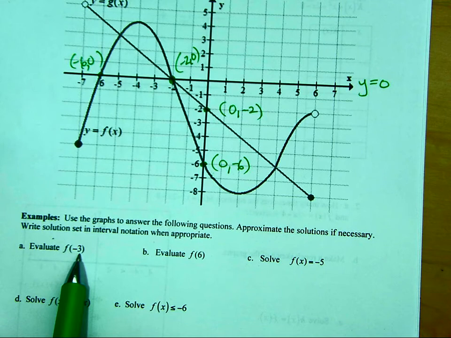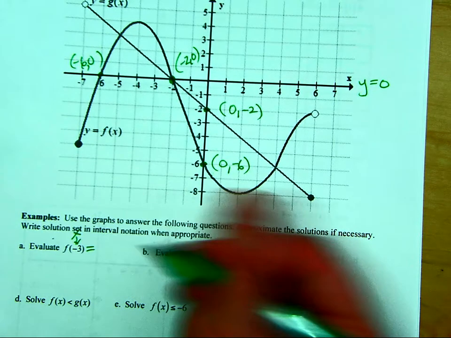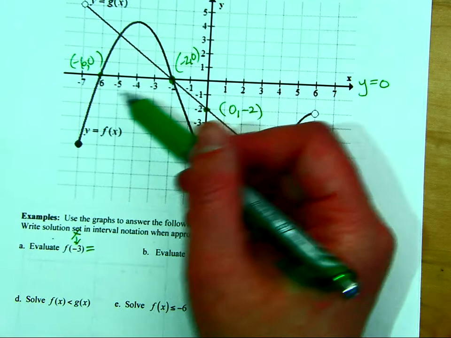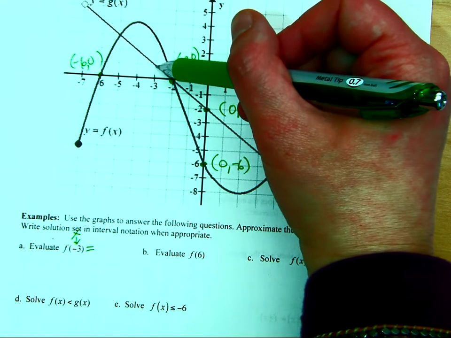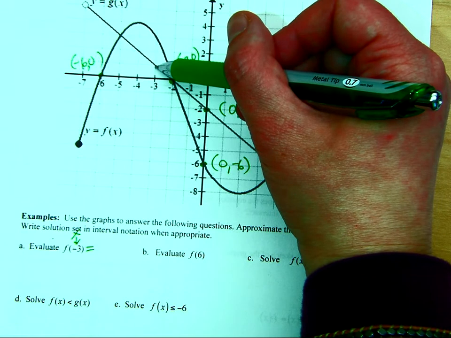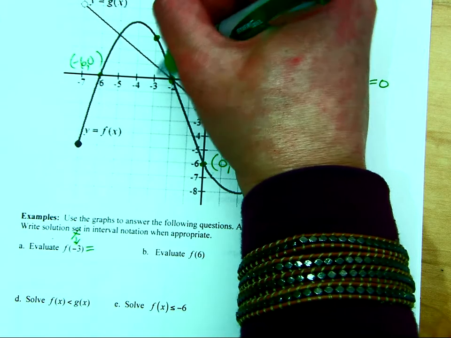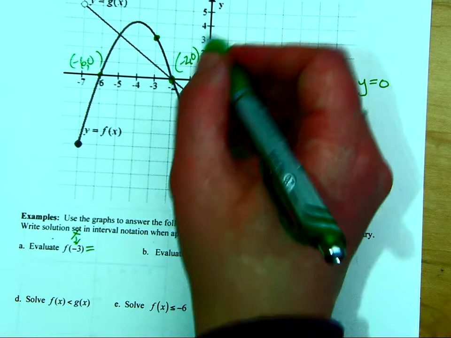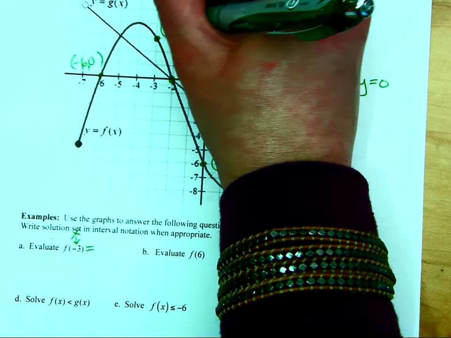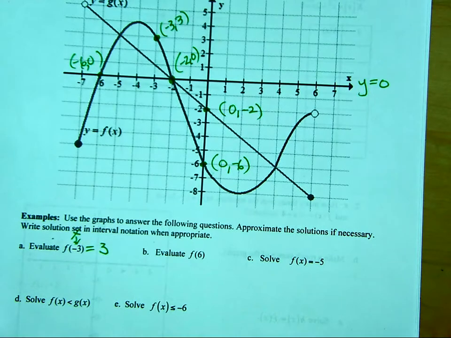Okay, so if we want to evaluate f of -3, what is that -3 telling you? It's an x. So I can go to -3, and then I want to find my f curve. Here would be g of -3, but here would be f of -3. F of -3 is equal to what? It's actually equal to 3. So (-3, 3) is that ordered pair. That means the y value is 3.